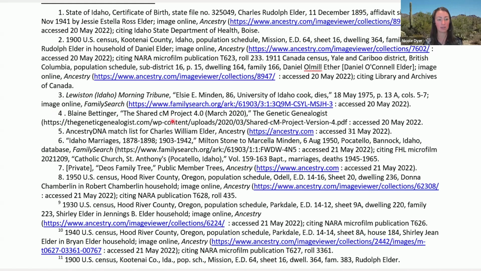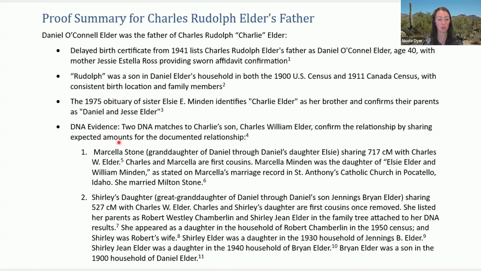So just showing that the relationships here are showing these expected amounts here. So now I break it into 2 sub-bullets for the 2 DNA matches that confirm this relationship of Charlie to his father, Daniel. And Marcella, who has given permission for her name to be used in this report, Marcella is a DNA match to Charles William Elder, and they share 717 centimorgans. She is a granddaughter of Daniel through Daniel's daughter, Elsie.